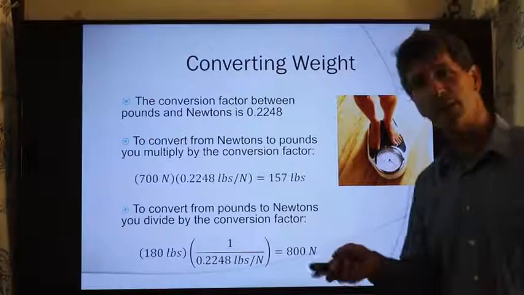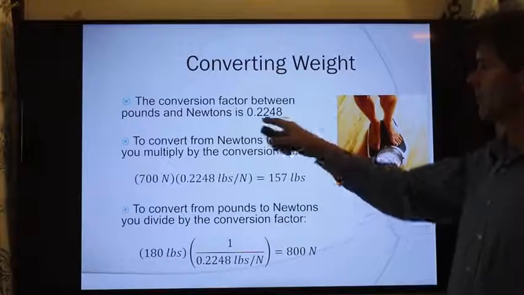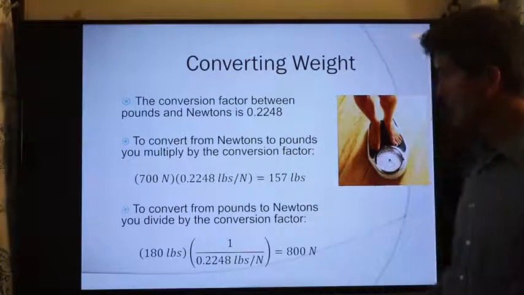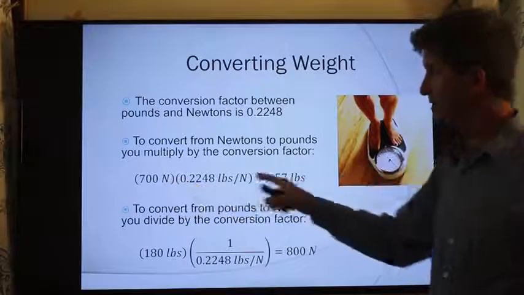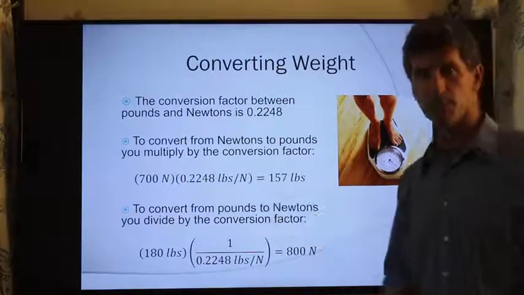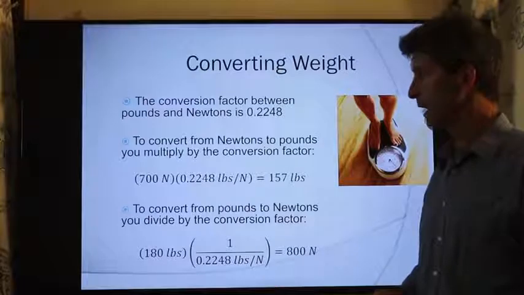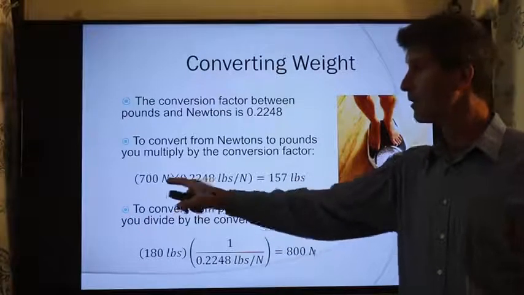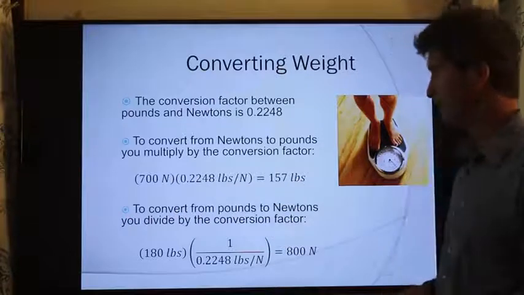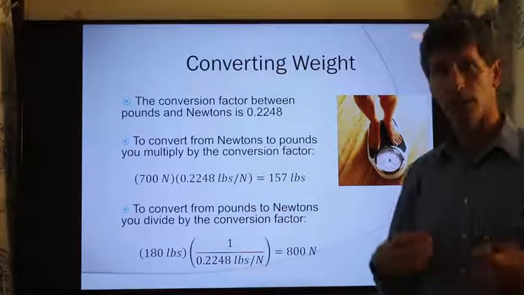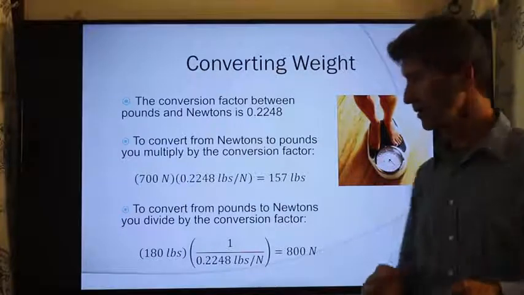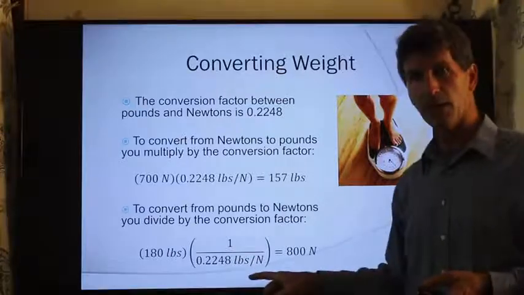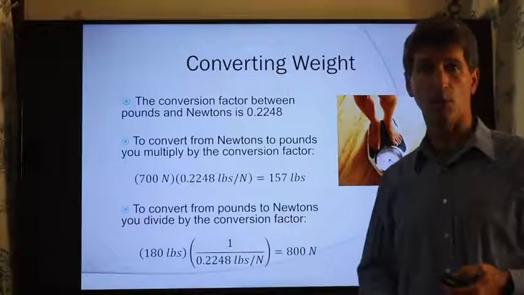Again, converting weight, we can use 4.45 or we can use 0.2248. This is the reciprocal of 4.45. If we want to convert 700 newtons into pounds, we multiply by 0.2248. If we want to convert this using the 4.45, we divide by 4.45, and that gives us back pounds. Again, pounds are the larger unit. Now to convert from pounds to newtons, we multiply by 4.45.